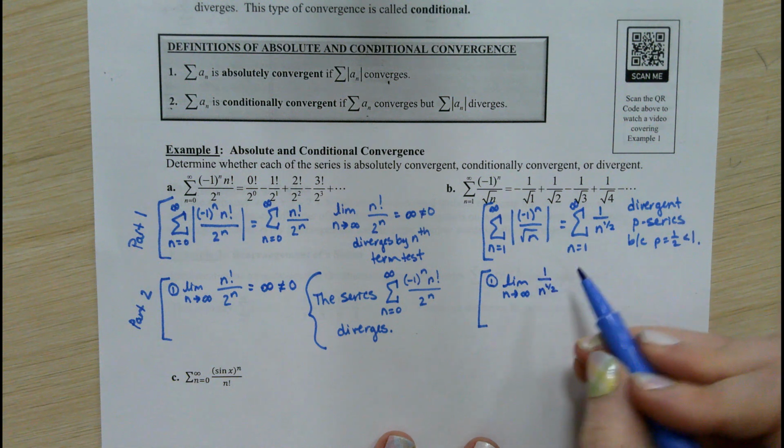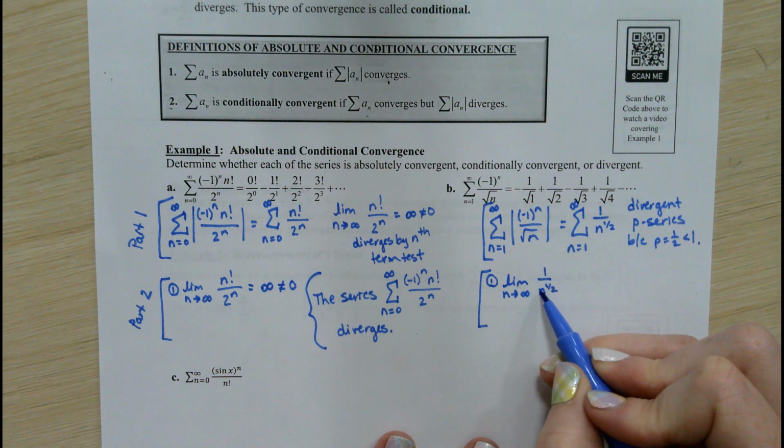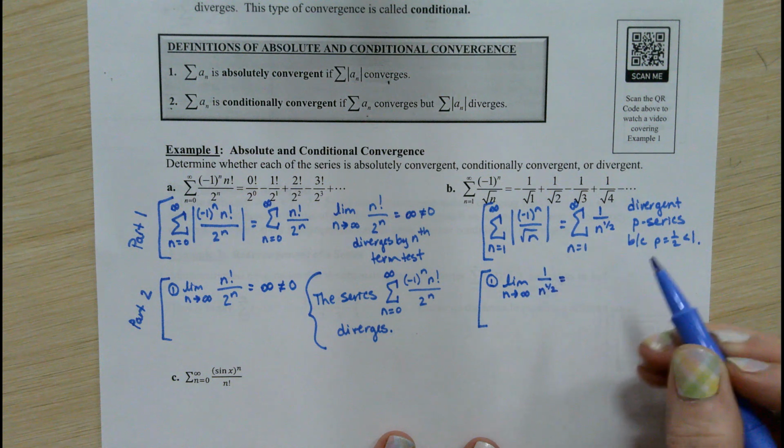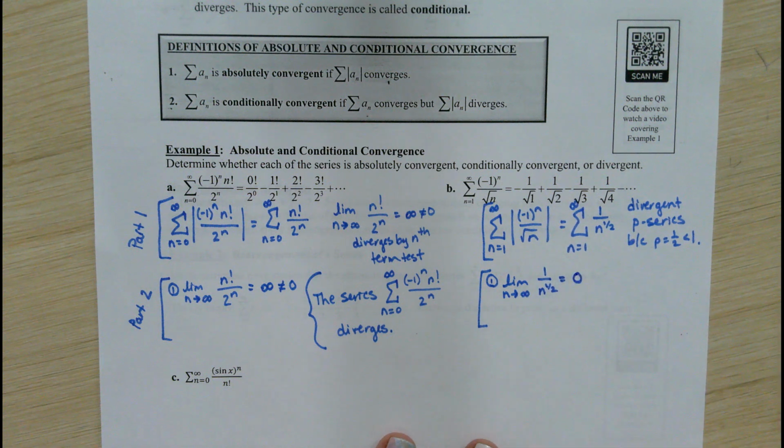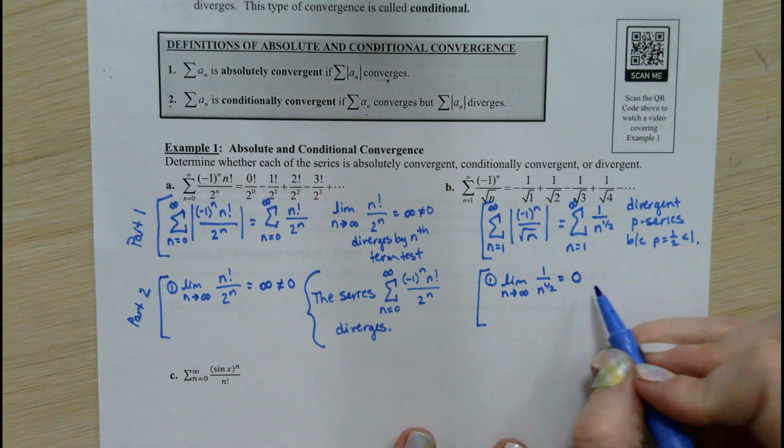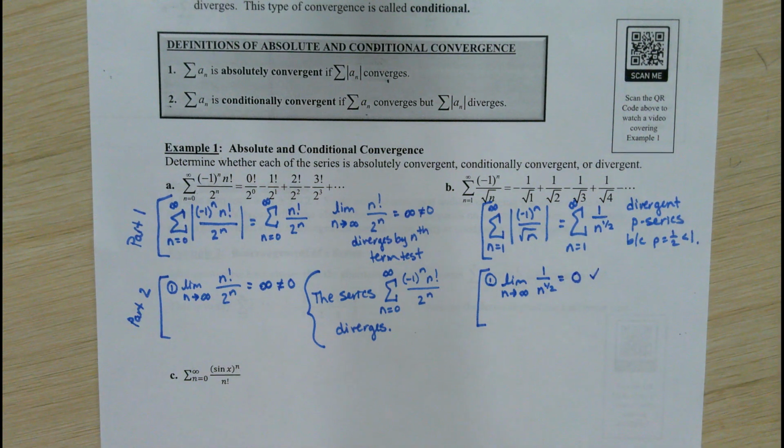So when I take this limit, sure enough, 1 divided by a very large number, square rooted, or to the 1/2 power, is going to approach 0. So we've met the condition of the first part of the alternating series test.